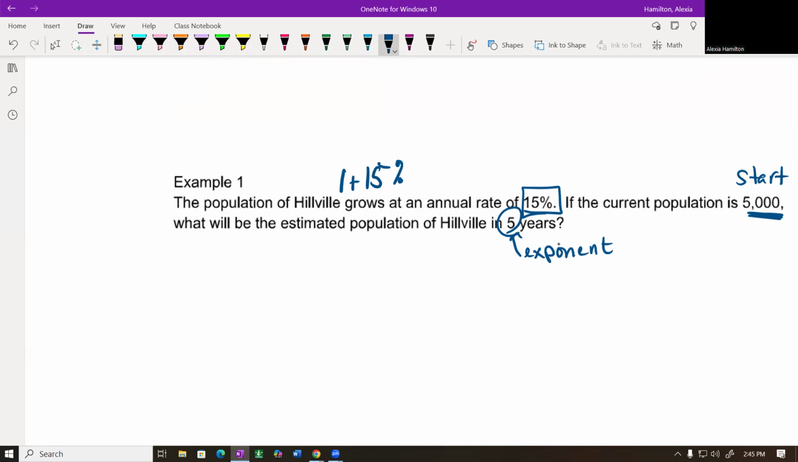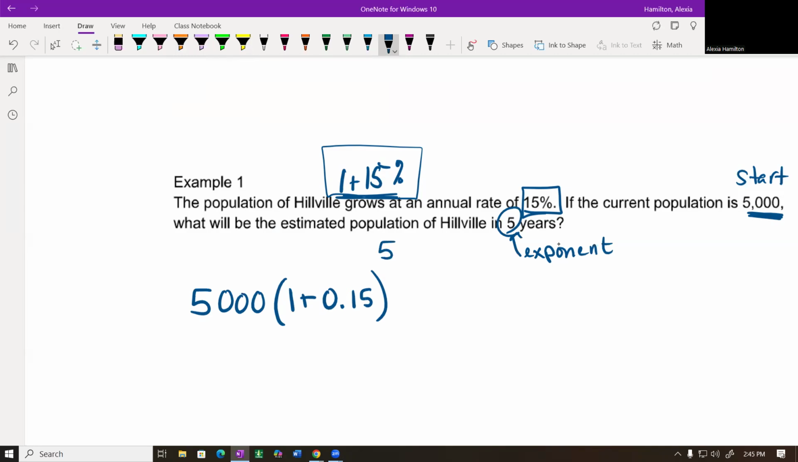So just to write the equation, I'm going to take my starting amount of 5,000 and then my pattern here of 1 plus 15%, but I have to change that. So 15% as a decimal is 0.15. And then it would be to the x, but I'm going to take that to the 5. Okay. So then from here, just to make my life a little bit easier, I'm going to do that addition. And then, so 5,000 times 1.15 raised to the 5th.